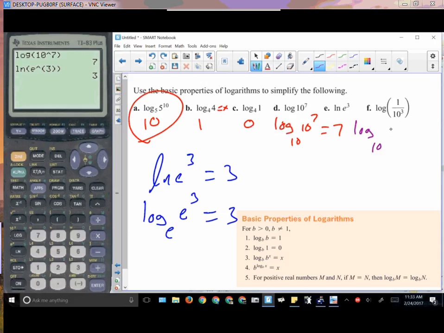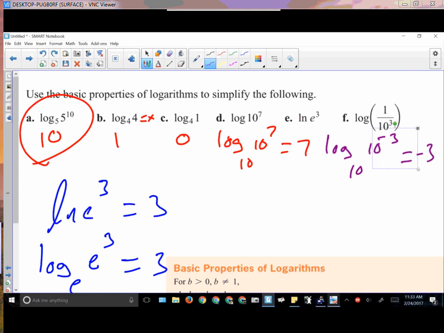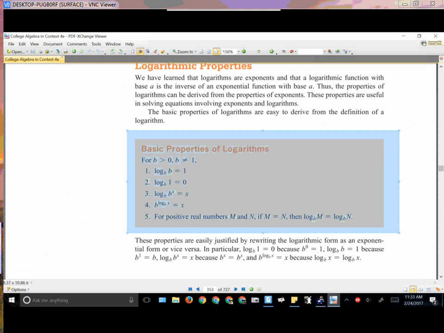But now, if I could get that as 10 to some power, that'd be great, right? But if I got 1 over 10 to the 3rd power, that means it's 10 to the what power? Negative 3. So this one here is going to be equal to negative 3. That's it. But this is understanding and utilizing those properties. Or as I always like to call it, mental gymnastics.